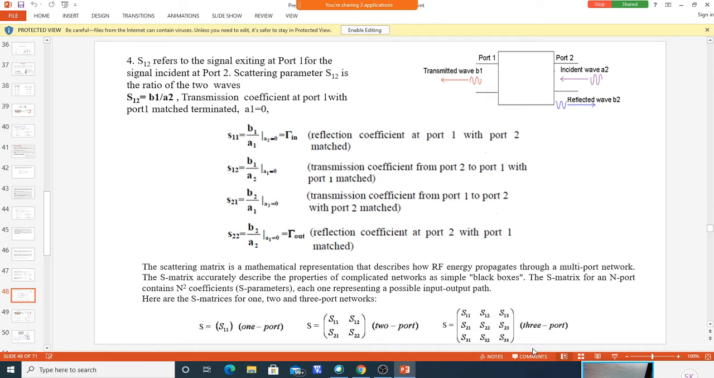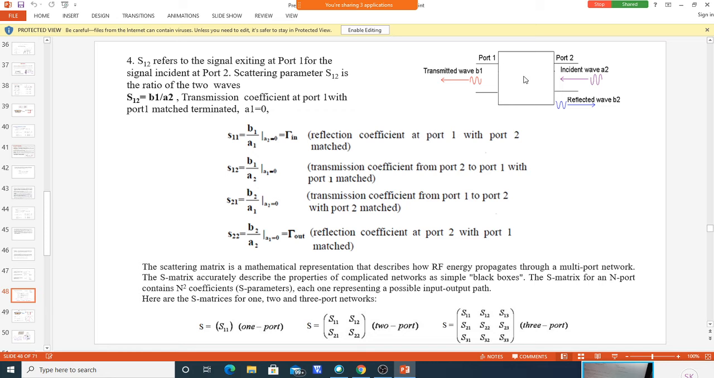And as we said, in the numerator and denominator we have outgoing and incident: the denominator is incident, the outgoing is the numerator. So you can write this for any of these S parameters, of any number of ports. So this is the definition of S parameters at RF. By looking at these parameters, we need not know what is inside this box. It may be a filter, attenuator, phase shifter, or an amplifier.